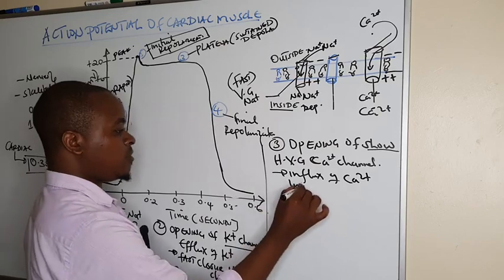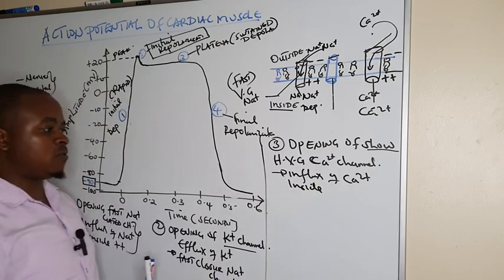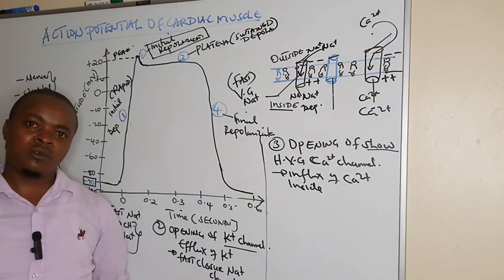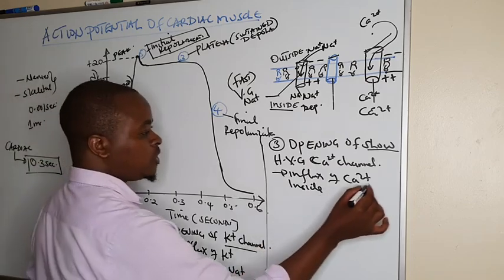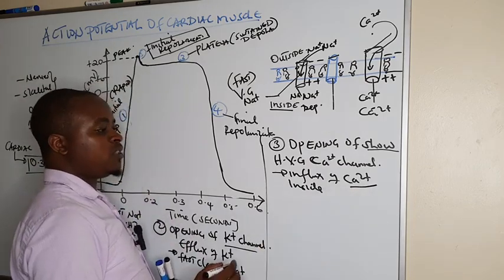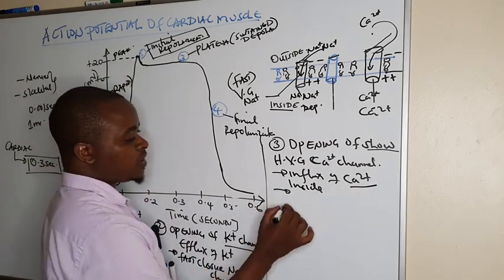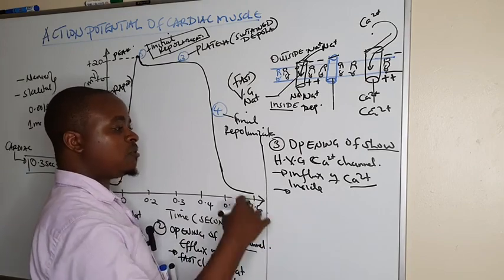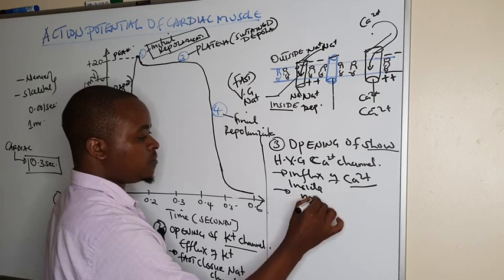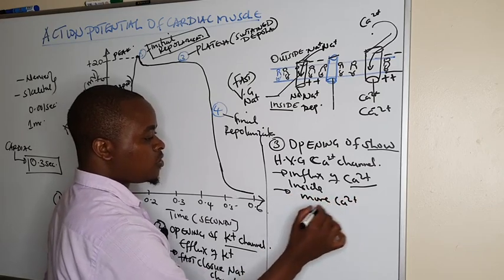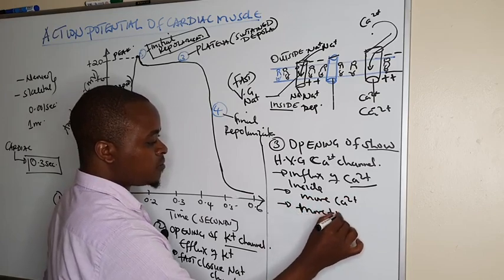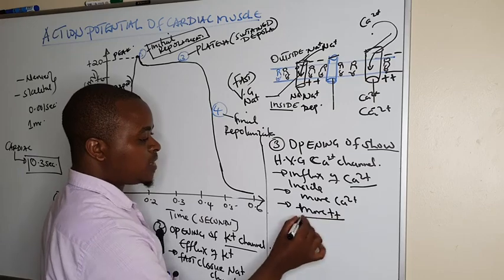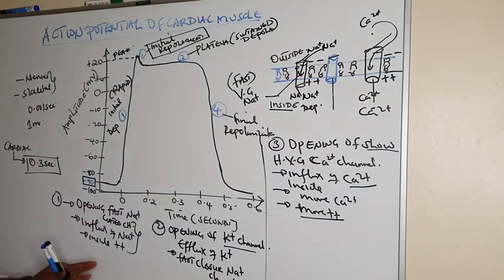inside the cardiac muscle fiber, crossing the sarcolemma. And when calcium accumulates within the sarcoplasmic reticulum, it even causes the sarcoplasmic reticulum to release more calcium, causing the inside to become more positively charged. But this is being counterbalanced here.